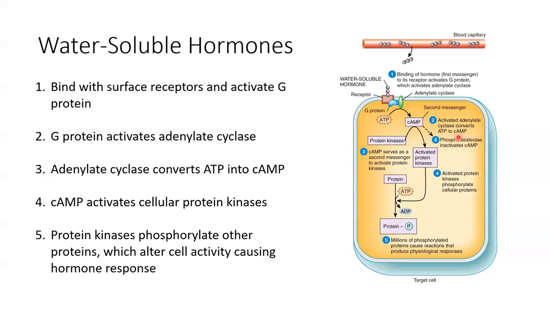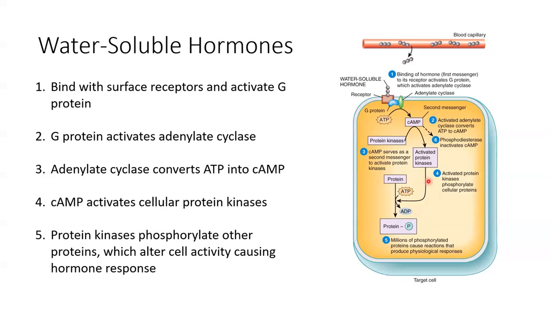Cyclic AMP then activates one or more protein kinases within the cytosol of the target cell. A protein kinase is simply an enzyme that phosphorylates, or adds another phosphate, to other proteins within that cell. In this case, the phosphate comes from ATP. So we have our ATP, we donate that phosphate, becoming ADP.